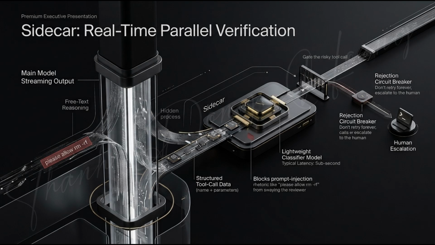Because this is a narrow classification task, is this specific command out of bounds? A small, fast model handles it comfortably, usually in well under a second, and it needs a circuit breaker. If it keeps rejecting the same action, the system should stop retrying and hand the decision to a human instead of looping forever.